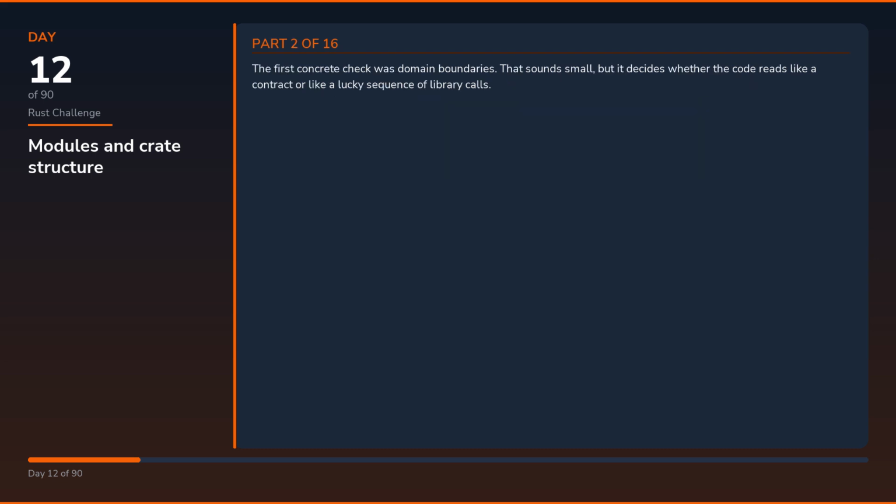The first concrete check was domain boundaries. That sounds small, but it decides whether the code reads like a contract or like a lucky sequence of library calls. The second check was dependencies that point the right way. That is usually where bugs start if the edge of the system is vague, because bad assumptions leak deeper into the app before anyone notices.